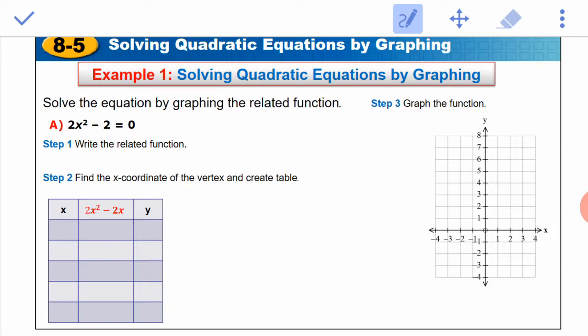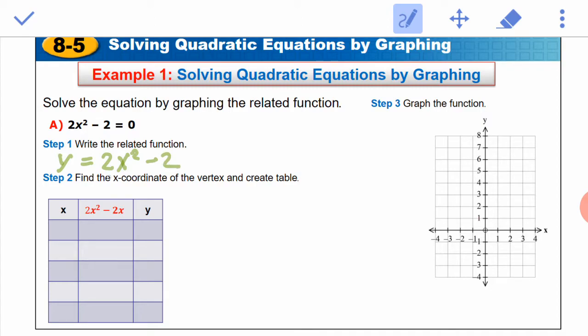This is exactly solving quadratic equations by graphing. It's very similar to finding the zeros. Let's get started. Solve the equation by graphing the related function. We have a given equation, guys: 2x squared minus 2 is equal to 0. It's a quadratic equation. We need to turn this equation into a related quadratic function by replacing that 0 with the variable y. So y is equal to 2x squared minus 2. This is my related function.